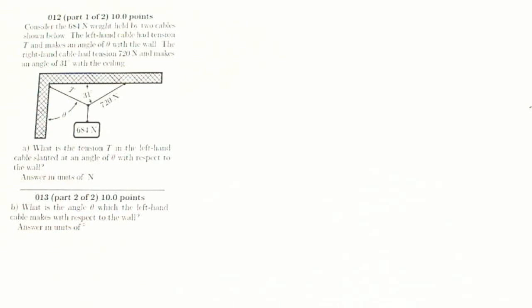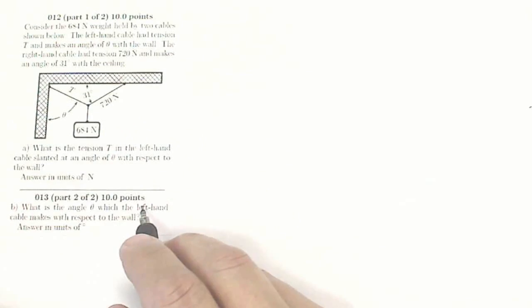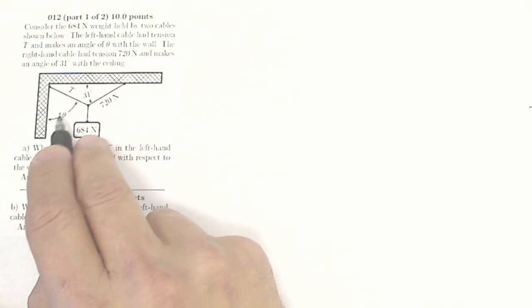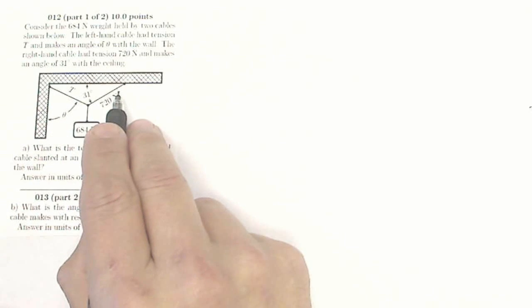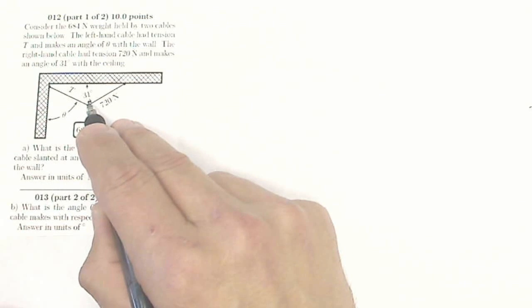This is AP Physics, homework number 3.1, questions 12 and 13, a two-part question that ties it all together. Consider the 684 newton weight held by two cables shown below. The left-hand cable has tension T and makes an angle of theta with the wall. The right-hand cable has tension 720 newtons and makes an angle of 31 degrees with the ceiling.